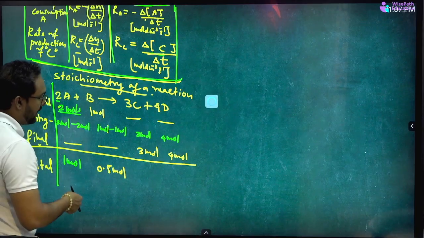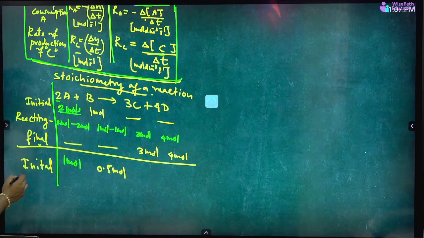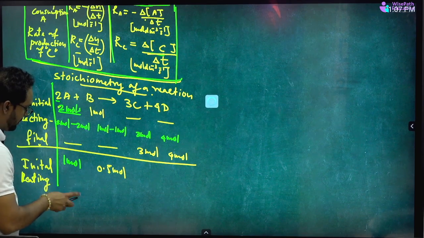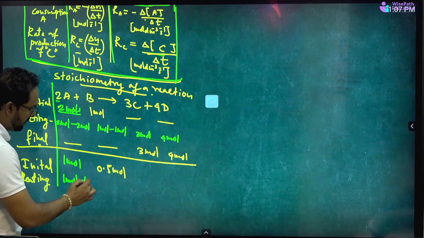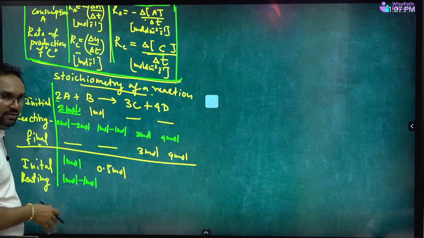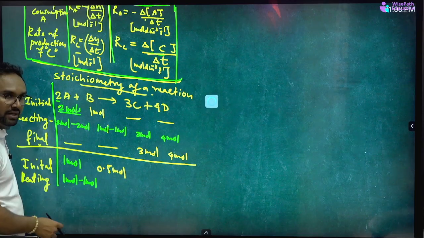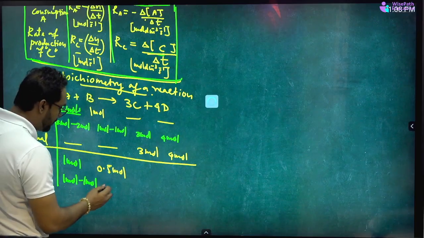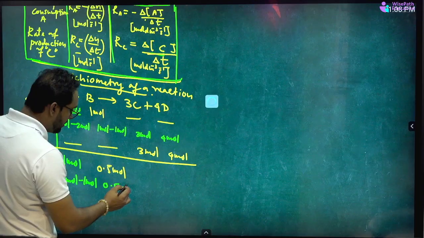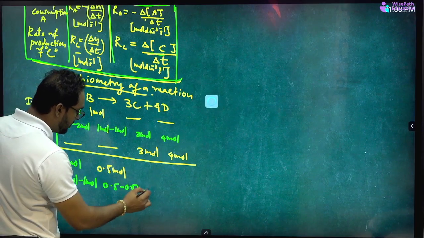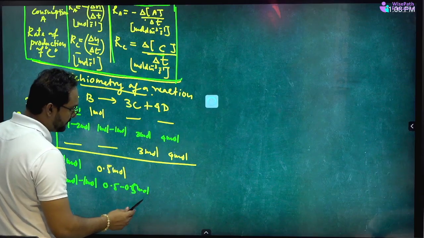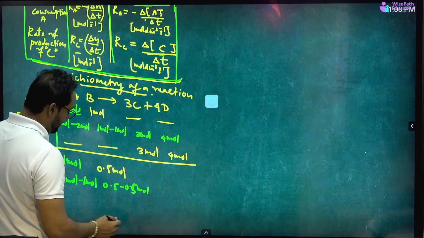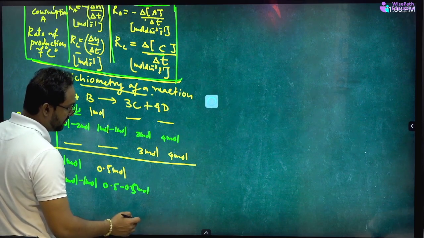Get it? And in reacting, since this complies with the stoichiometry, out of 1 mole of A, 1 mole will completely react, and out of 0.5 moles of B, 0.5 will react completely. And how much of C will be produced?